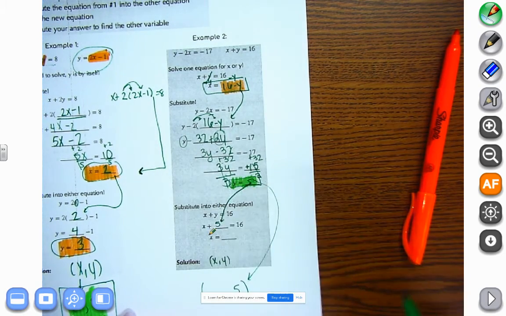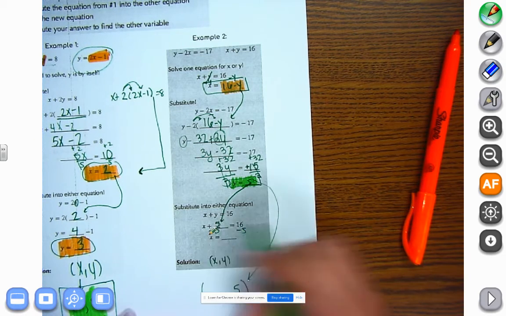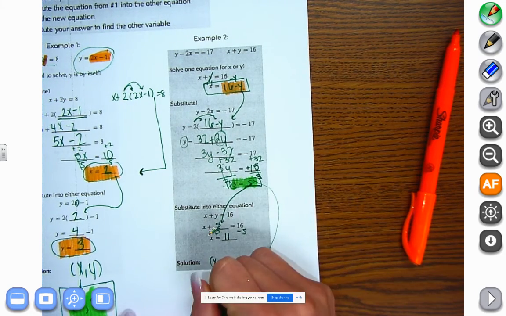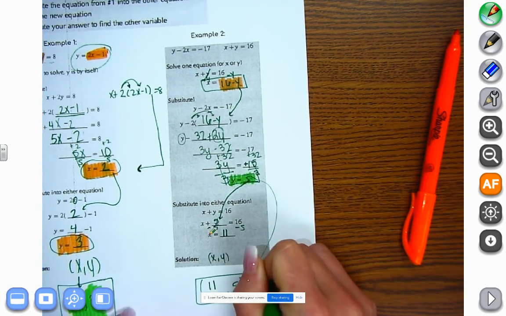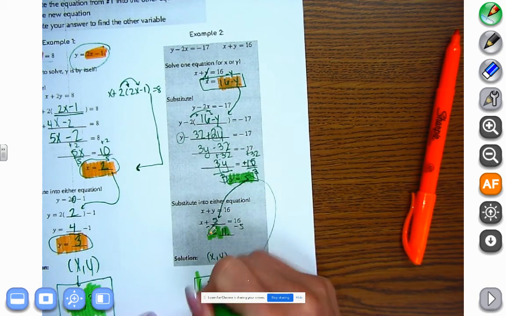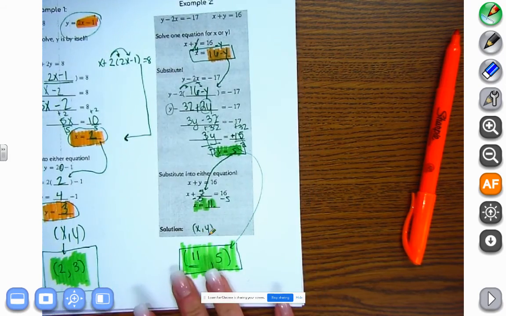We have x plus 5 equals 16. We need to get that x by itself. Let's subtract 5 from each side. And we get 16 minus 5, which is 11. So our point would be 11, comma 5. Okay, we got x is 11. We put it into our ordered pair to give us a final solution of 11, comma 5.